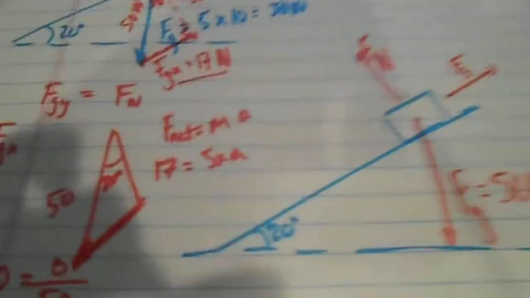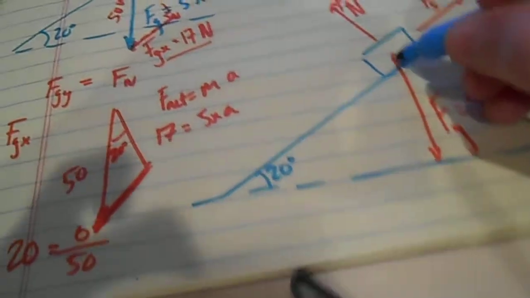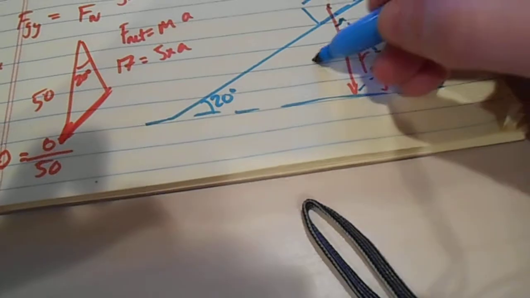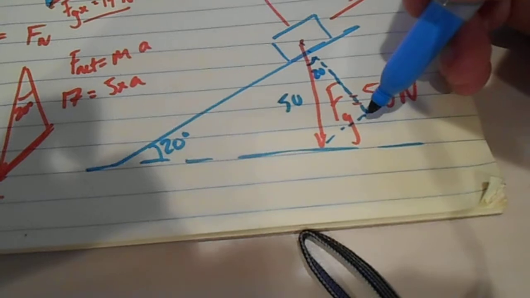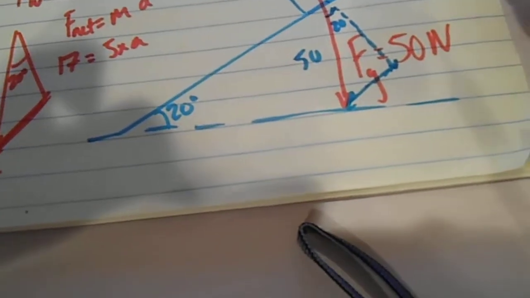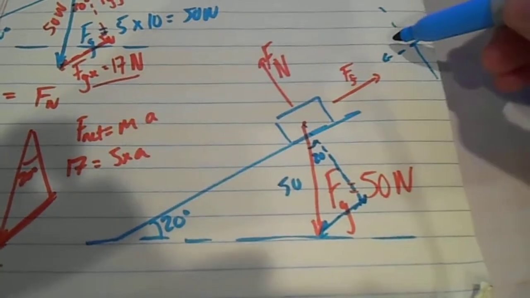So, the first problem says that the block is completely still. It's at rest. So when we break up the force of gravity vector, we're going to do this again. And remember, this is going to be 20. The hypotenuse is going to be 50. We solve for that. And we're going to break this up into a y vector and an x vector. And remember, the coordinate system actually shifts. So that's x, this is y, and we just turned it a little bit.